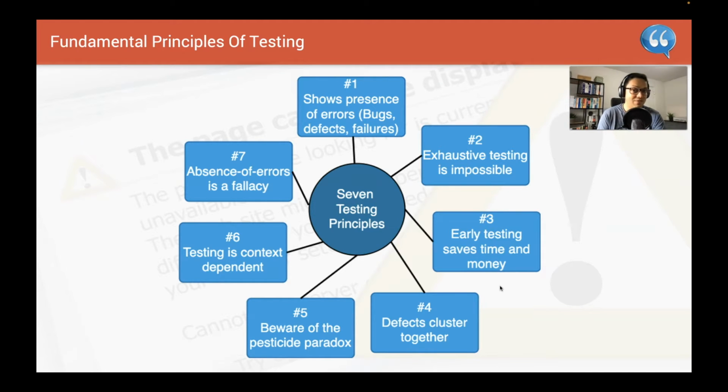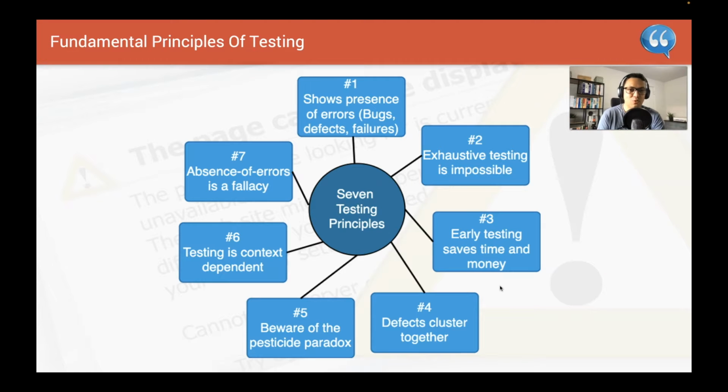Number 2, exhaustive testing is impossible. Number 3, early testing saves time and money. No brainer. Number 4, defects cluster together. Remember that. Number 5, be aware of the pesticide paradox. Keep doing the same thing on and on and expect a different result. Number 6, testing is context dependent. There's a lot of material around that. Context, what's in context for testing. Number 7, absence of errors is a fallacy.